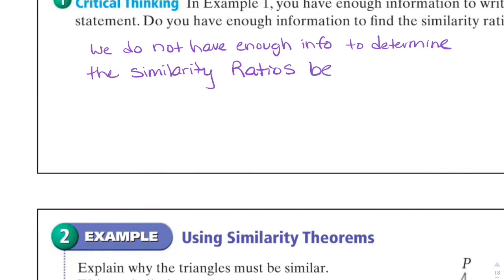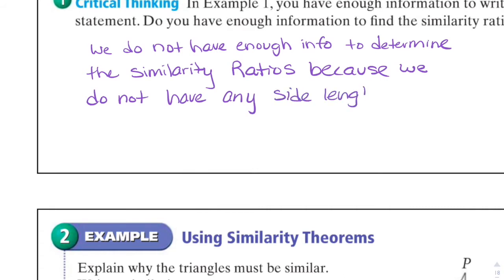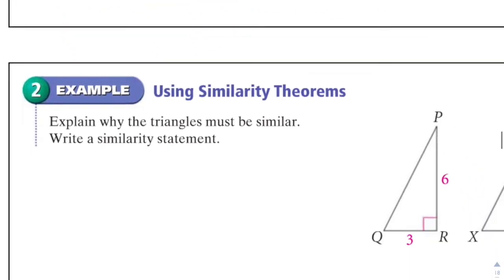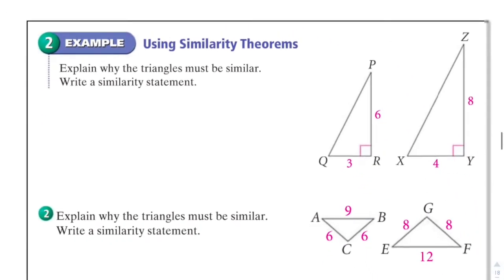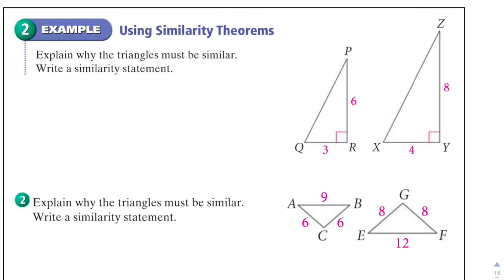Ratios, because we do not have any side lengths. All right, next one, example 2. Here we have triangle QRP and triangle XYZ. It says explain why the triangles must be similar and write a similarity statement.